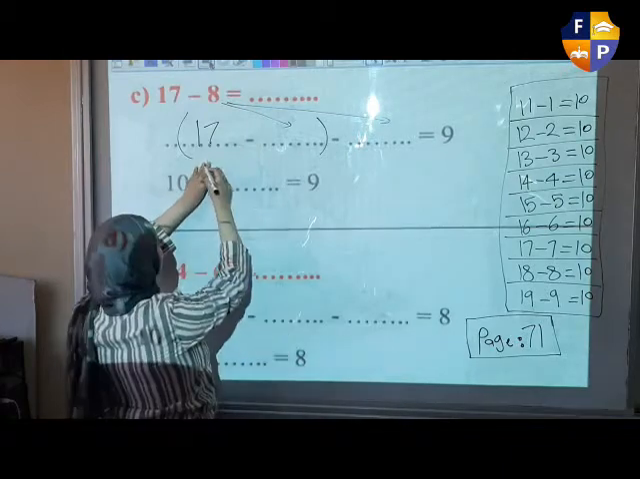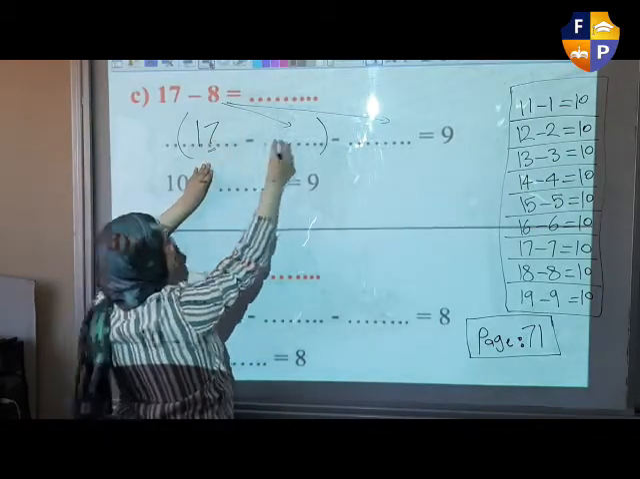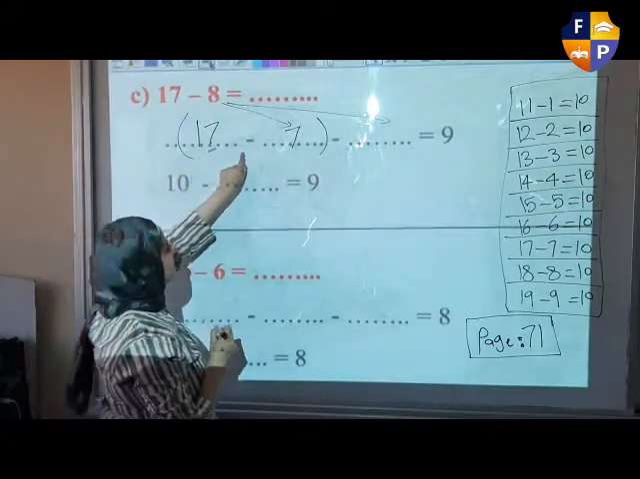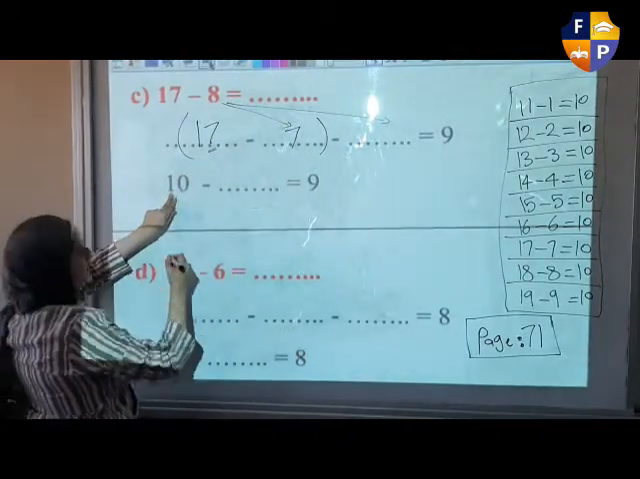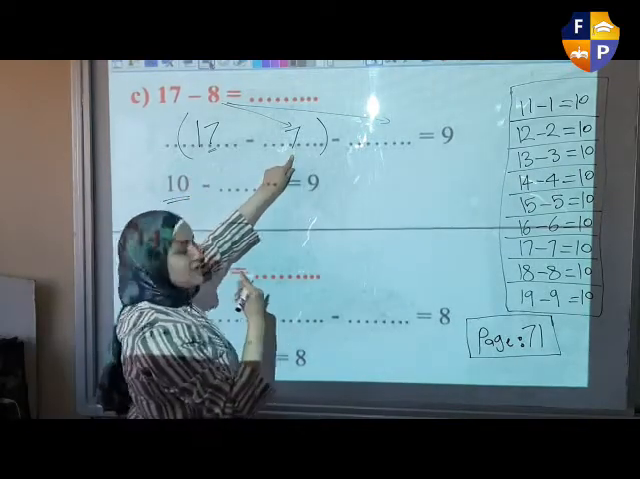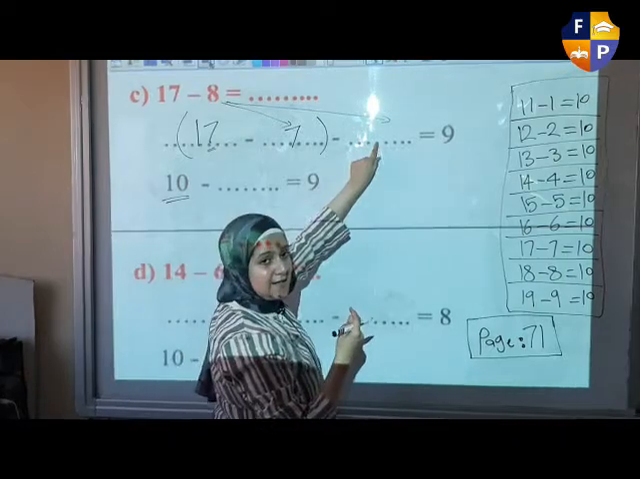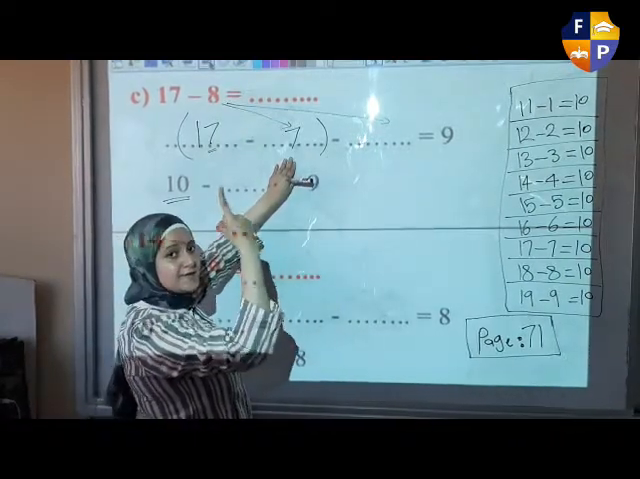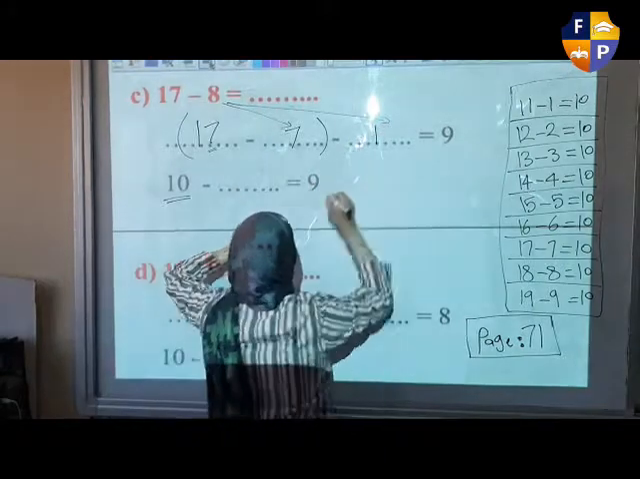I will use one number which has the same ones. So 17 minus 7 equals 10. I write 10 here. 7 is the first part of 8. To get the second part, I will count after 7 to reach 8. After 7, 8. So the second part is 1.